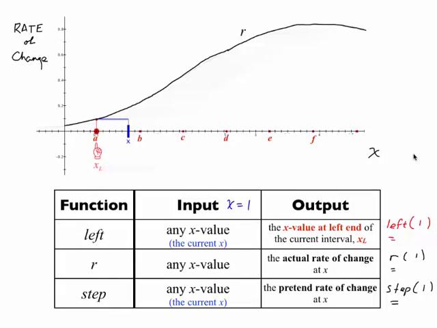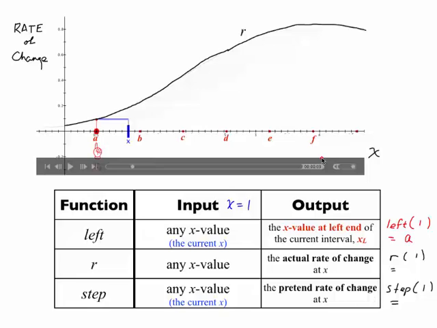Okay, what's left of 1? Left of 1 is what? What would you say left of 1 is? Okay, that's only because you can read it. But if you couldn't read that, what would you say? What's left of 1? A. These are x values. A, B, C, D, E, F. Those are x values, okay?